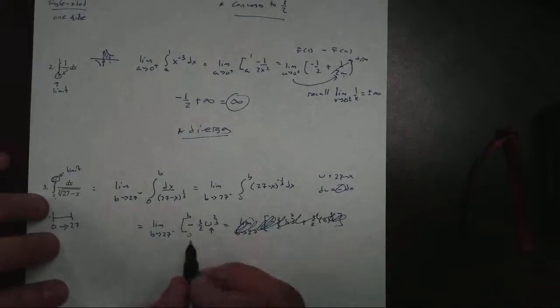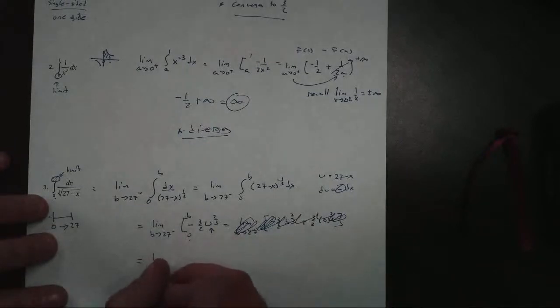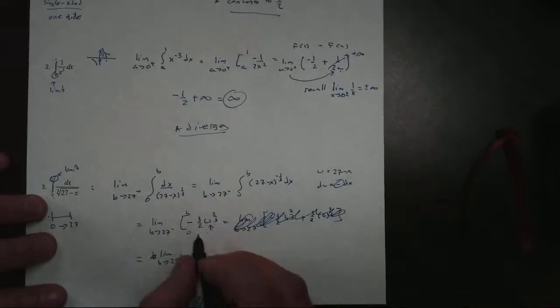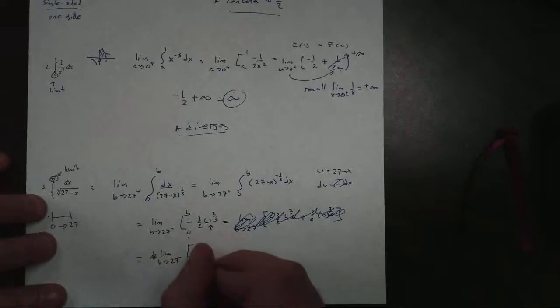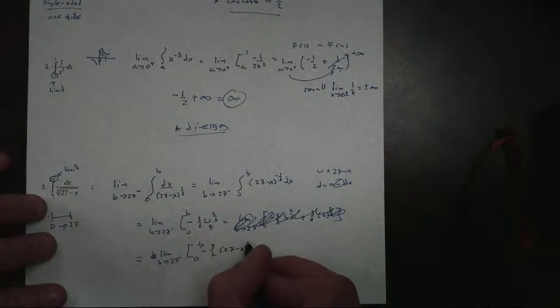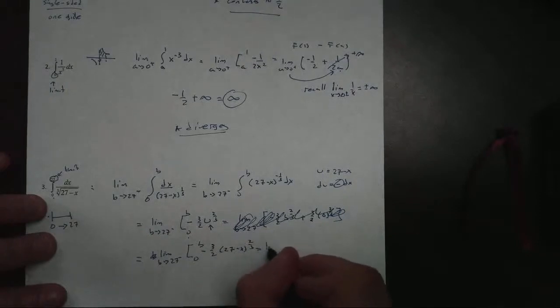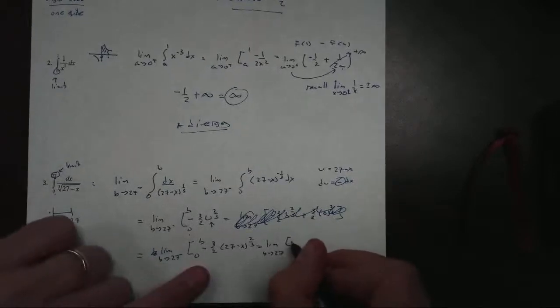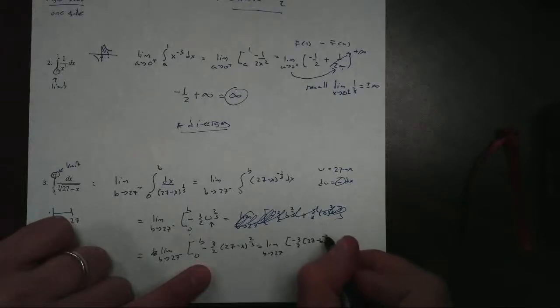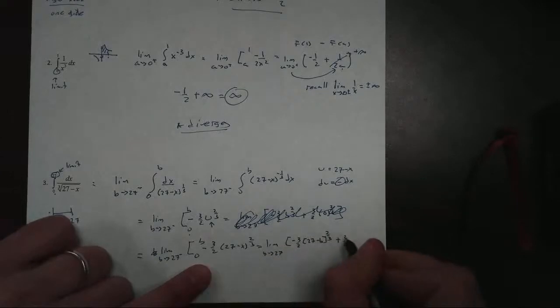Because I'm using u and I didn't change my domain, I did make a mistake, so we've got to fix this. We have to replace our domain. See, sometimes it's easy to make a mistake. We're not used to replacing our domain on u substitution, so we go from 0 to b. This becomes negative 3/2. You've got to put that 27 minus x in. So, sorry about that. So we get the limit as b goes to 27 from the left. And now when I plug it in, I get negative 3/2, and this becomes 27 minus b to the 2/3 plus 3/2. If I plug in the 0, I just get 27 to the 2/3.